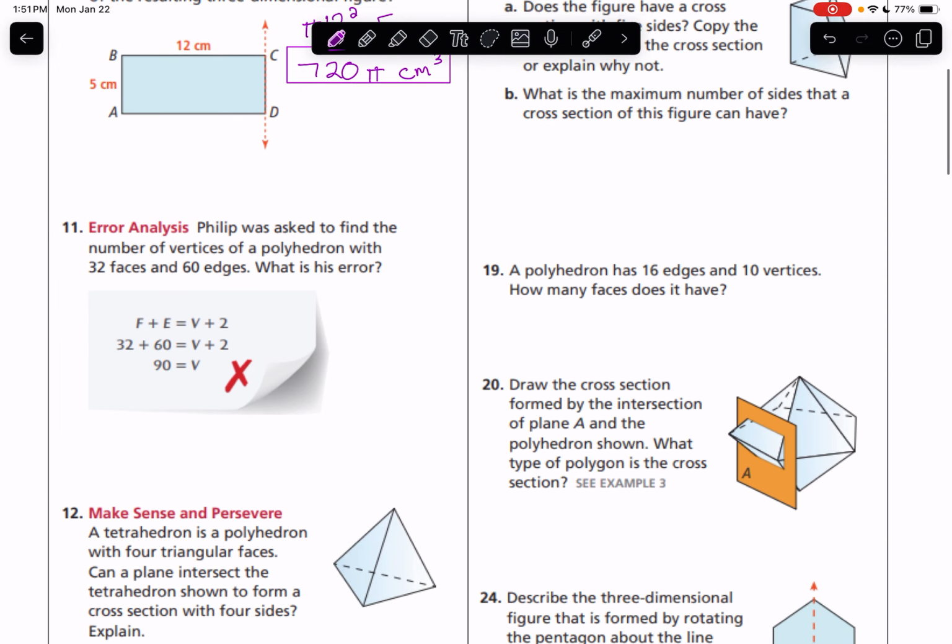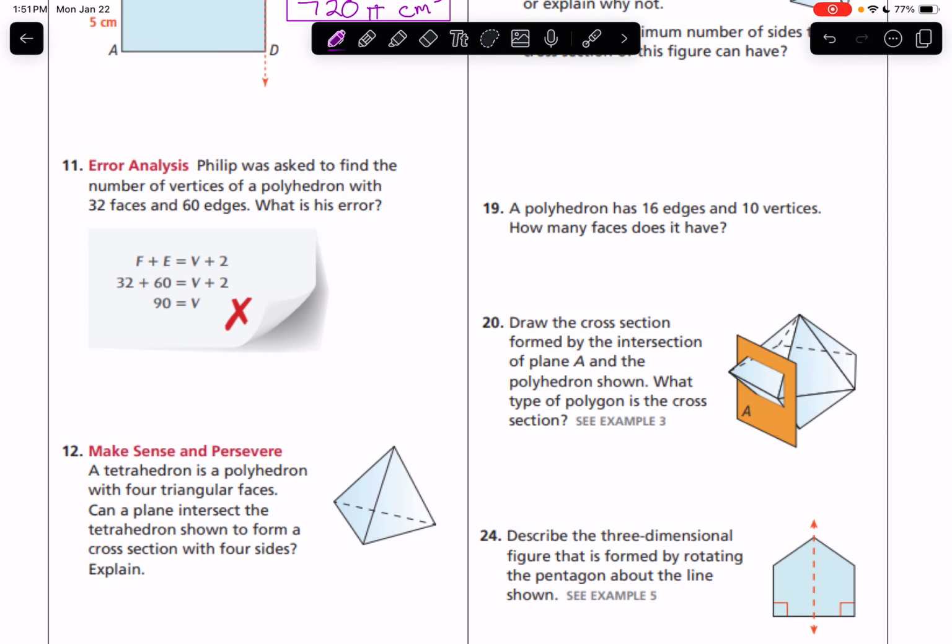Number 11. Philip was asked to find the number of vertices of a polyhedra with 32 faces and 60 edges, but he used the formula wrong. He should have said F plus V equals E plus 2. Faces plus vertices equals edges plus 2. So that would mean 32 plus the number of vertices equals 60 edges plus 2. So 32 plus something equals 62. That means the vertices are 30 vertices there.